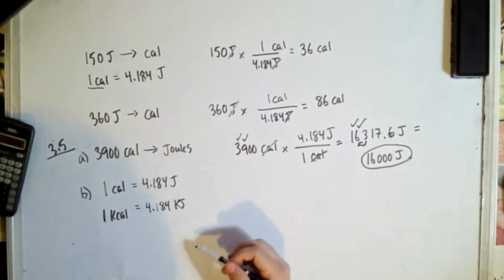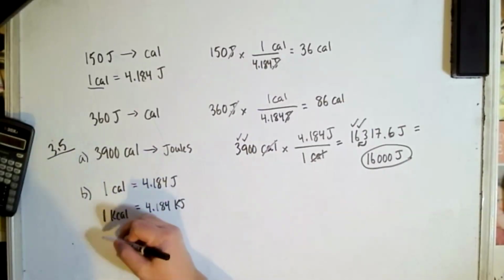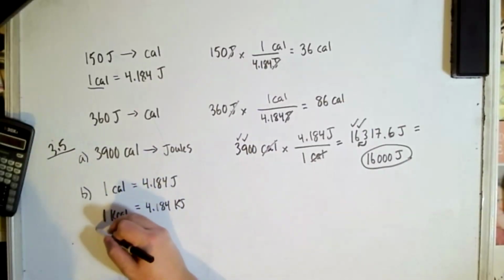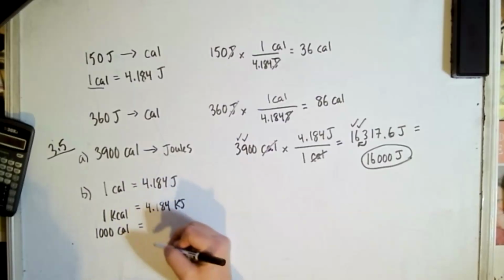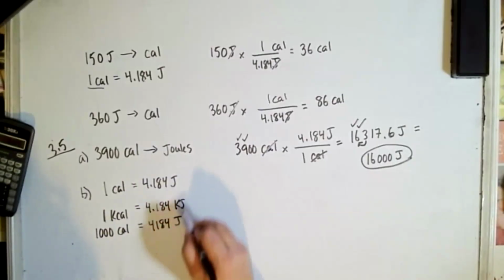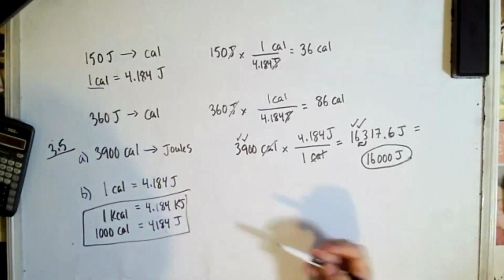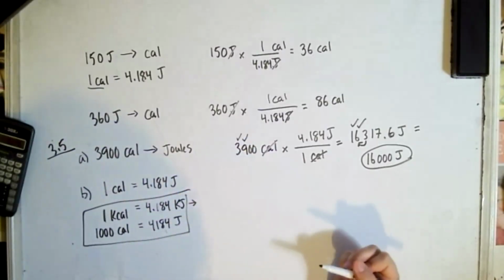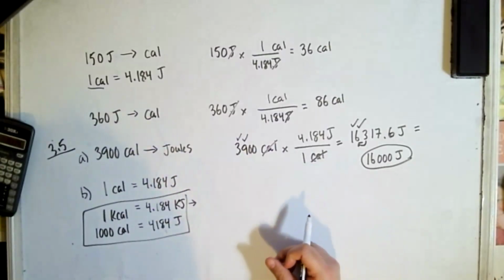Because writing this out, that's like saying that 1 kilocalorie is equal to 1,000 calories. So it's like saying 1,000 calories is equal to 4,184 joules, right? The only difference between this and this is that I've divided these numbers by 1,000. But I can use this to help me answer the question here, to write out my conversion.